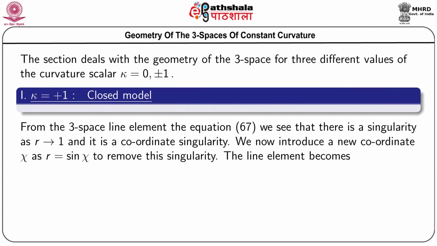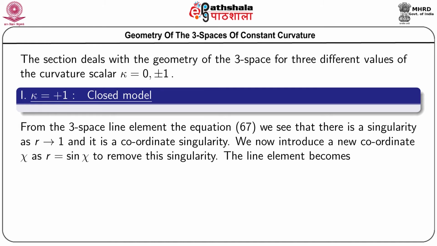So, in this section we shall learn the geometry of the three spaces of constant curvature, and we shall learn the nature of the geometry when the value of κ is 0 and plus minus 1. So, first let us consider that κ is equal to plus 1, and this one is named as the closed model.